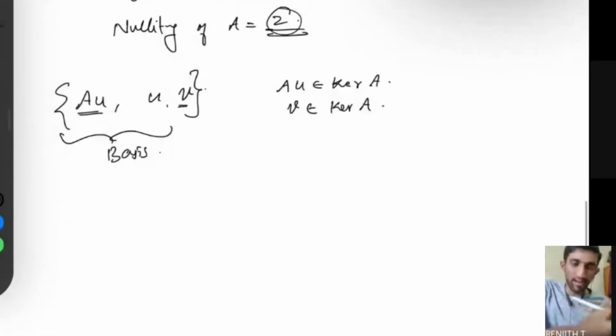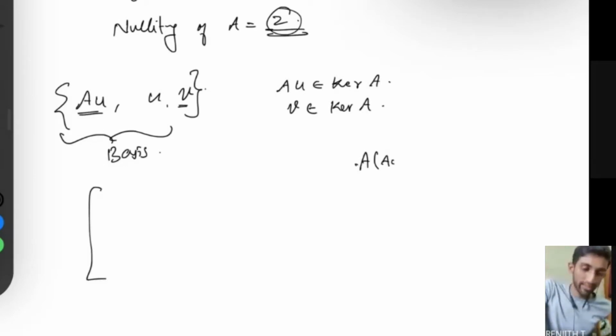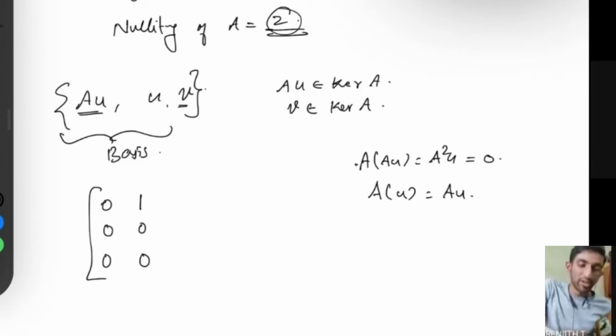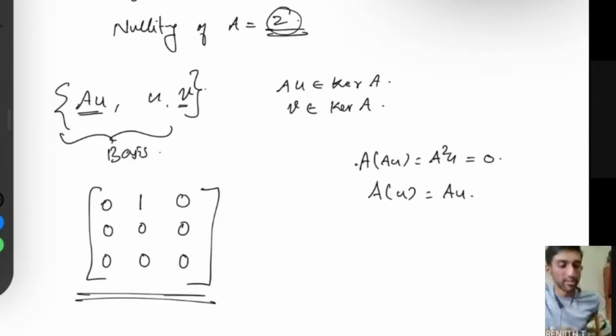Now, what is the matrix corresponding to this? What will be the image of AU? A of AU will be A squared U, which is equal to 0. So the image will be 0. A of U is AU, so it will be 1 0 0, and V belongs to the kernel, that means 0 0 0. So this is a Jordan canonical form corresponding to this matrix.